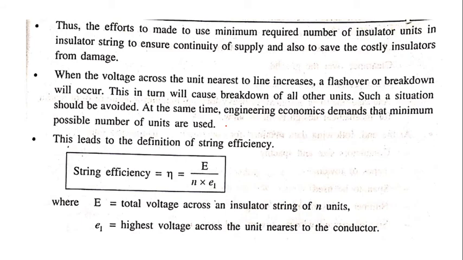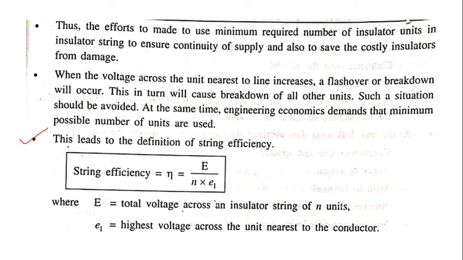We cannot use a large number of units because it is going to cost more. So for economical aspects, we require the minimum number of disks possible without flashing over or breaking over the voltage limit. So this leads to the definite string efficiency. So this is going to define the string efficiency. String efficiency is equal to E divided by N into E1.